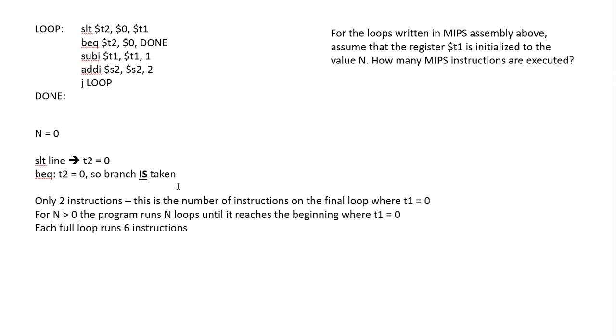All right, so that's 6 instructions for every n, and then we have the 2 instructions on the final loop where T1 equals 0. So we have instructions equals n times 6 plus 2, and that's for n greater than or equal to 0. And I'll just say that your n has to be greater than or equal to 0. If it's negative, I guess there's not really a way to do a negative number. I think all the n's should be unsigned.